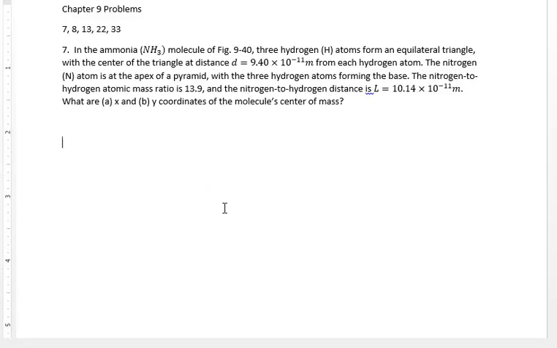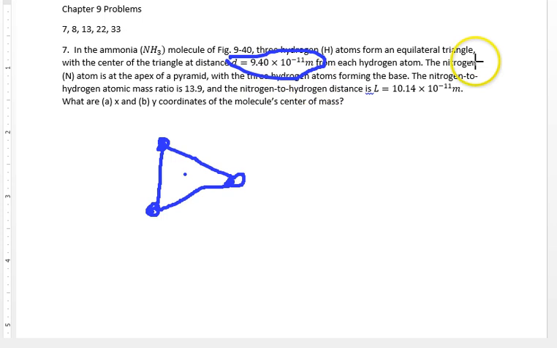Okay, from chapter 9, number 7, we have this ammonia molecule with 3 hydrogens and 1 nitrogen. If you look at the base of this molecule, where there's a hydrogen here and a hydrogen here, this is an equilateral triangle. The center of that triangle is 9.4 times 10 to the minus 11th, or just a little under an angstrom, away from each hydrogen, right?